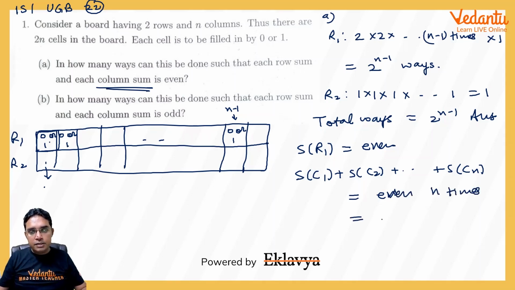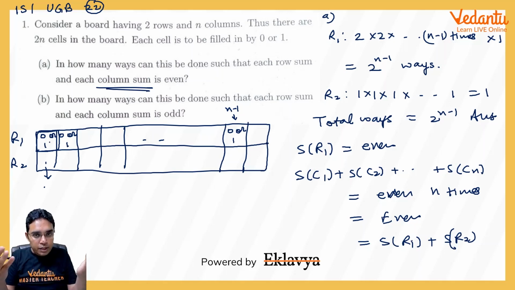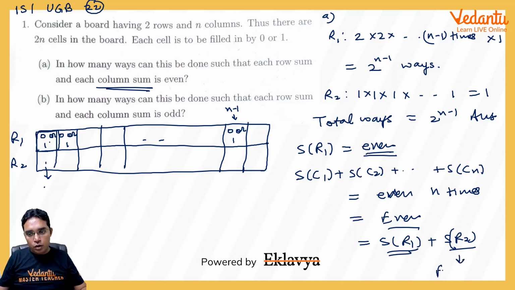Even n times is nothing but even. And that should be equal to sum of row 1 plus sum of row 2 also. Because if you add all the elements in columns or you add them into the rows, the sum should remain same. So this sum of R1, which was already even, will make sure that this sum of R2 is also even. So there is no contradiction. So we get our answer as 2 power n minus 1.